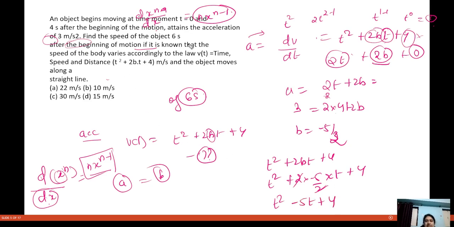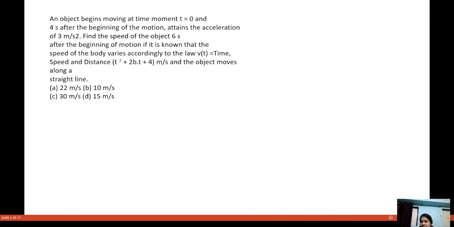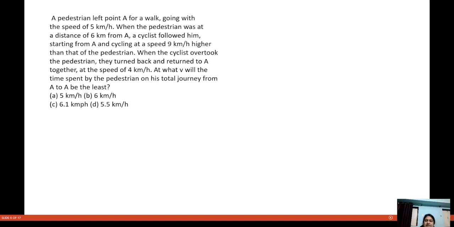Now find the speed of the object 6 seconds after the beginning of the motion. So now just put 6 here, because now you know b. So you will have 6 square minus 5 into 6 plus 4. So 36 minus 30 plus 4 and you get 10 meter per second. So this is how you do this kind of question. This is very easy for you. We already have to find out what is the acceleration, and then you will be able to find it out.